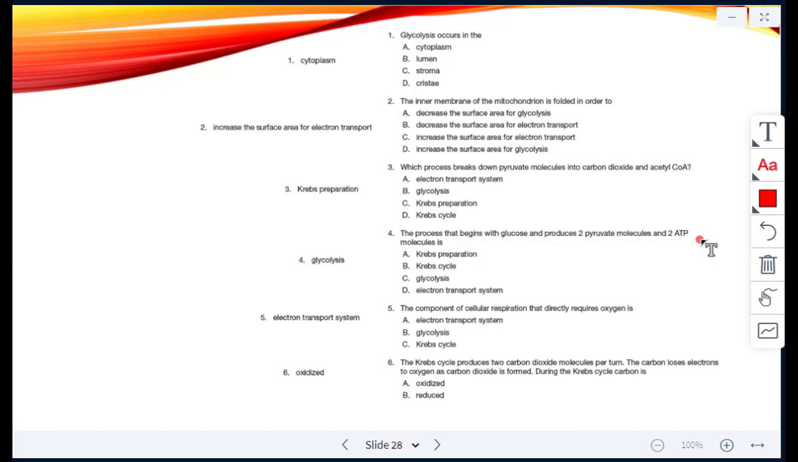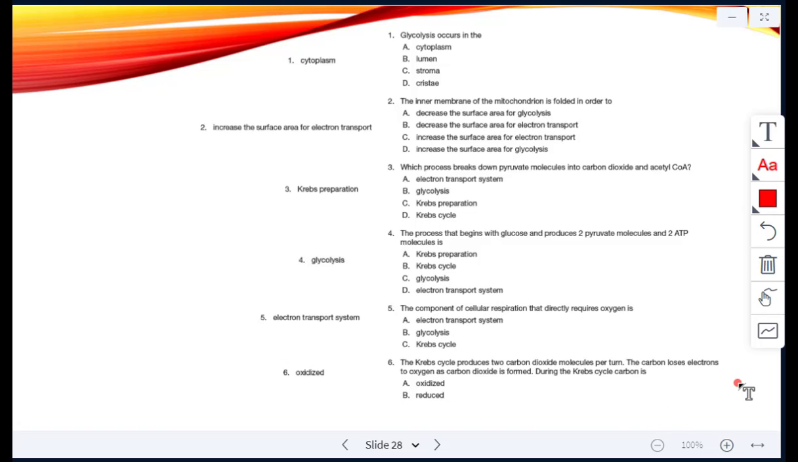The process that begins with glucose and produces 2 pyruvate molecules and 2 ATP molecules, that is glycolysis. Number 5, the component of cellular respiration that directly requires oxygen, that is the electron transport system or the electron transport chain, as we saw that the last electron acceptor was oxygen. And number 6, the Krebs cycle produces 2 carbon dioxide molecules per turn. The carbon loses electrons to oxygen as carbon dioxide is formed. So during the Krebs cycle, carbon is getting oxidized.